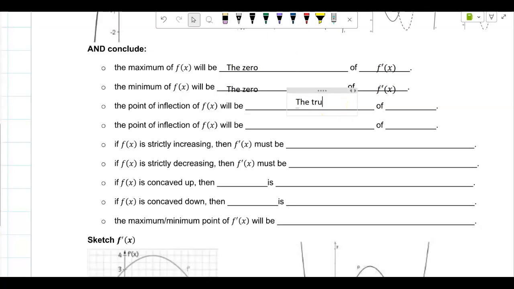Point of inflection will be the turning point. Turning point of f dash x.